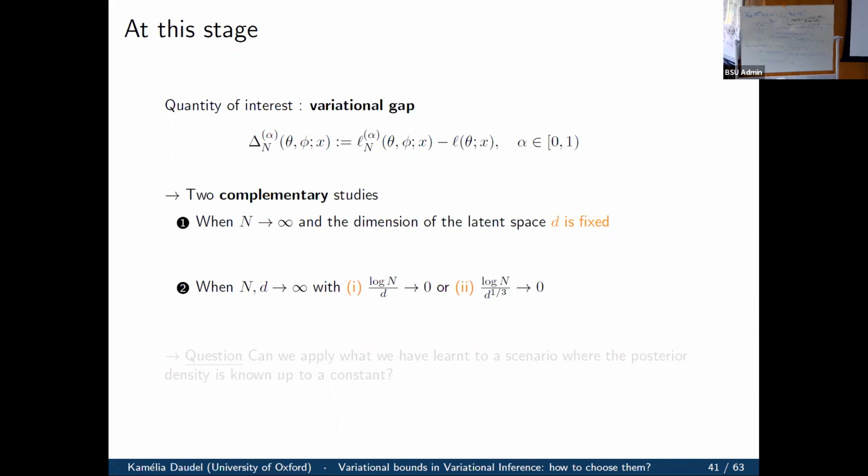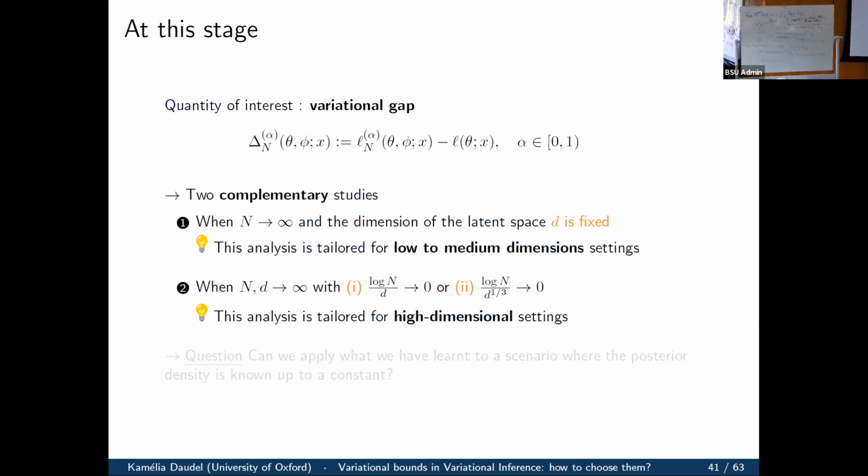So there's first one, which is the log normal case. Then there's the second one, which is the approximate log normal case. The main reason why we say that those analyses are complementary is because what we think is that the first one is in fact tailored for low to medium dimension settings. And we think that the second analysis reflects more what might happen in high dimensional settings. Okay, so what we're saying is not that the theorem is so bad. No, it's not bad. It's just that it applies in some specific cases.